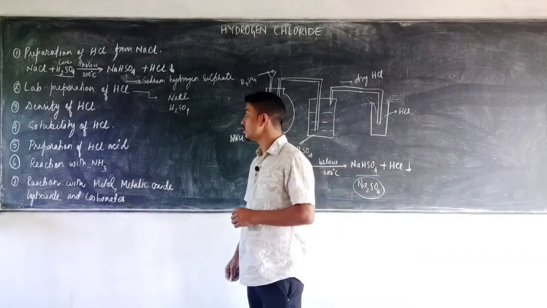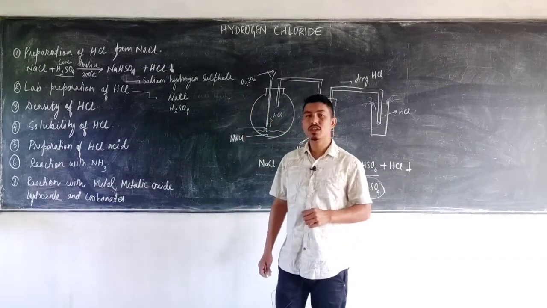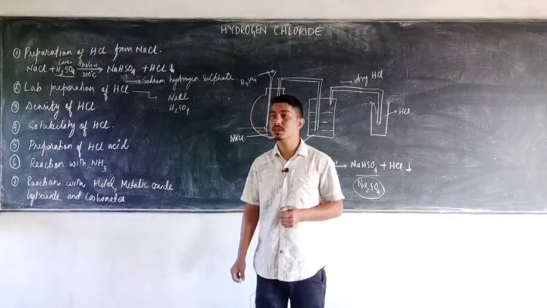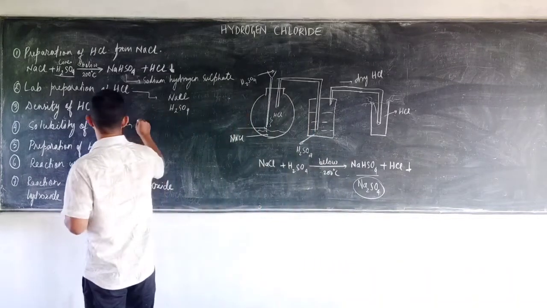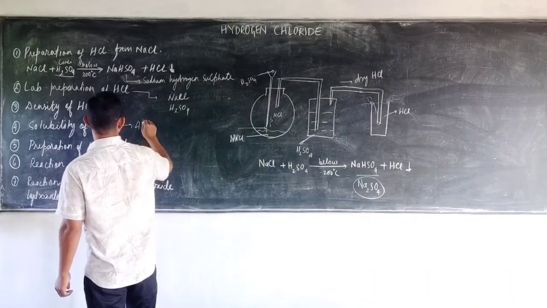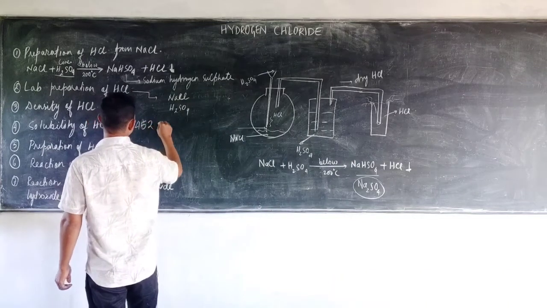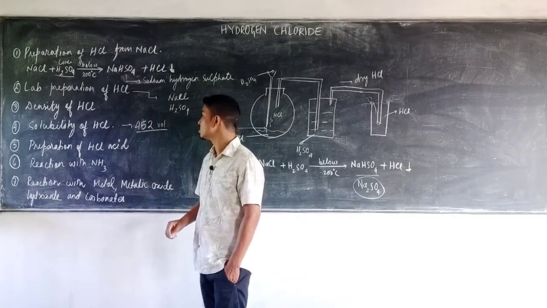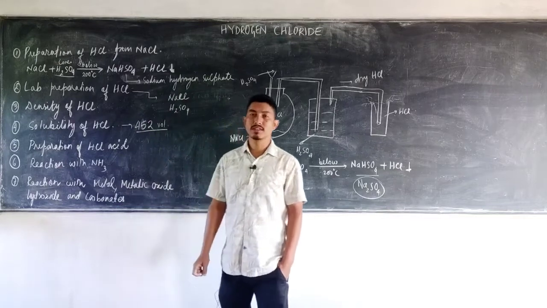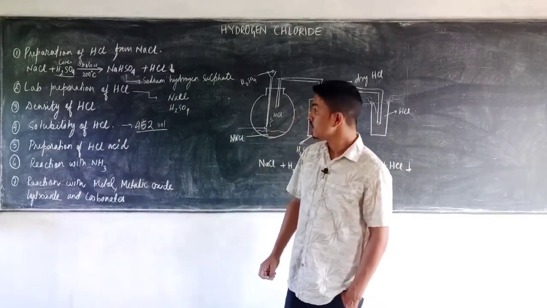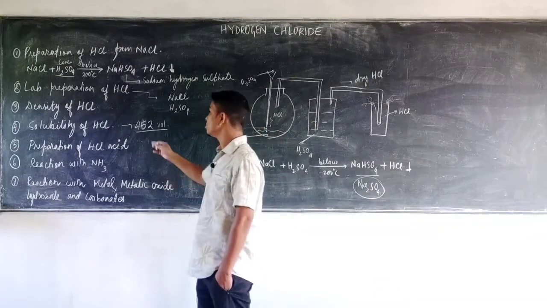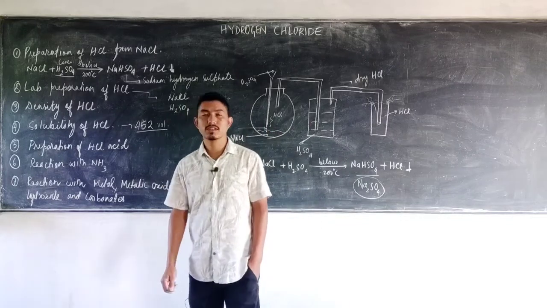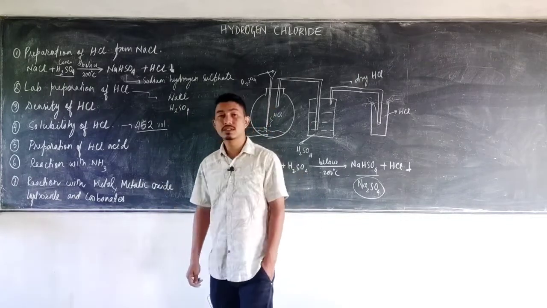The fourth topic, now coming to the solubility of HCl. HCl is soluble in water in all proportions. Basically, the solubility of HCl is around 452 volumes. So that means 1 volume of water can dissolve 452 volumes of HCl gas. So this also can be simply demonstrated with the help of a simple experiment, and this experiment also proves that the HCl gas, when treated with water, is acidic in nature.